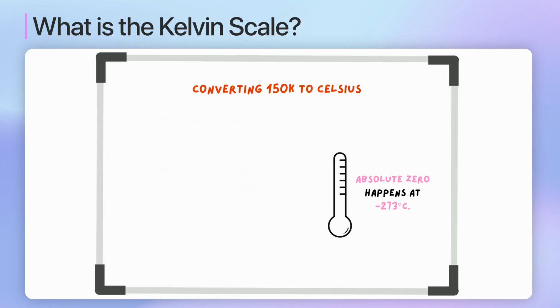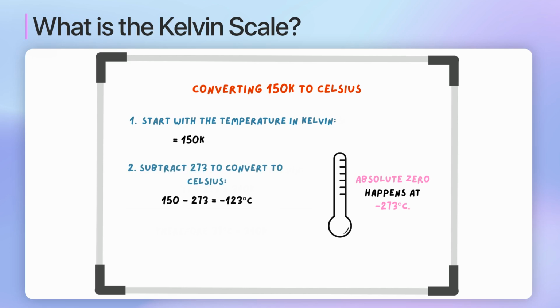Next, let's convert 150 Kelvin to Celsius. Start with the temperature in Kelvin and subtract 273 to convert to Celsius. 150 minus 273 gives the result minus 123. Therefore, 150 Kelvin equals minus 123 degrees Celsius.